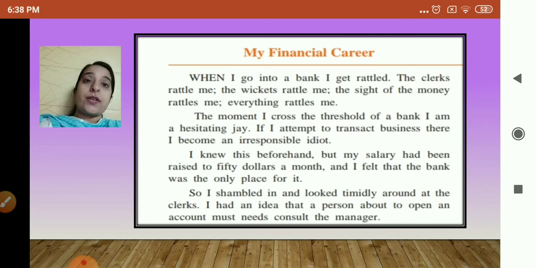If he tries to transact business, he becomes an irresponsible idiot, and he knew this beforehand. But then what was the reason for him to visit the bank? His salary had been raised to $50 a month, and then he felt that the bank was the only place for it. So the narrator shambled in, that is, he walked awkwardly, and he looked shyly around at the clerks. And then he had an idea that the person who wants to open an account must consult the manager.